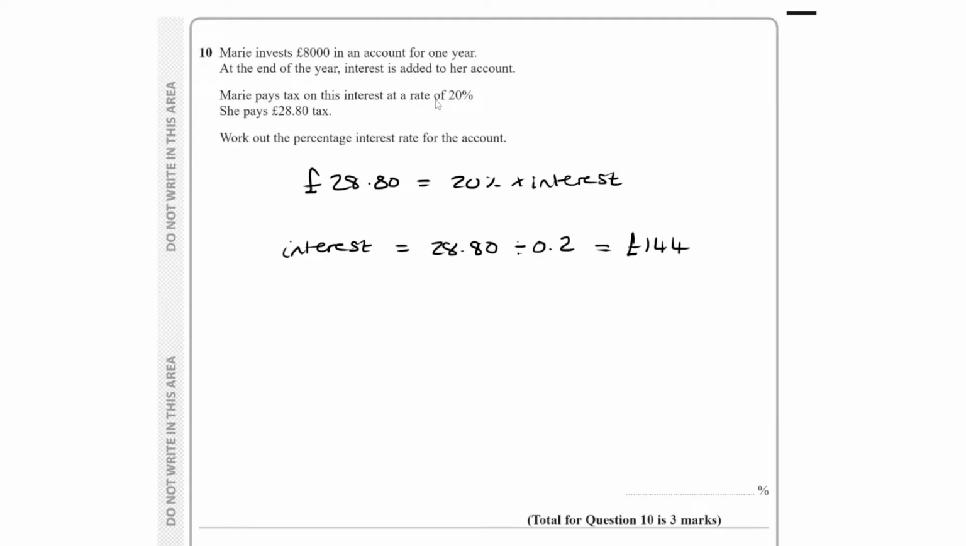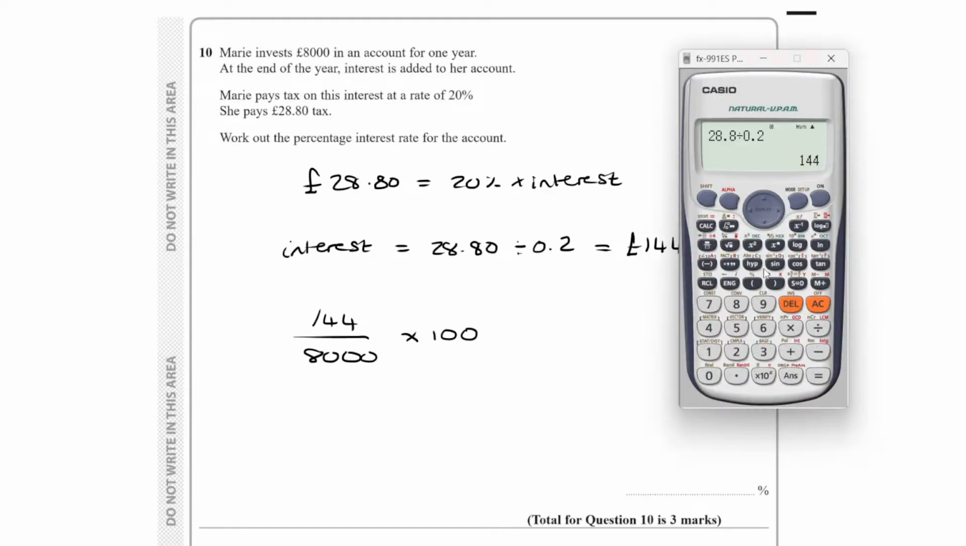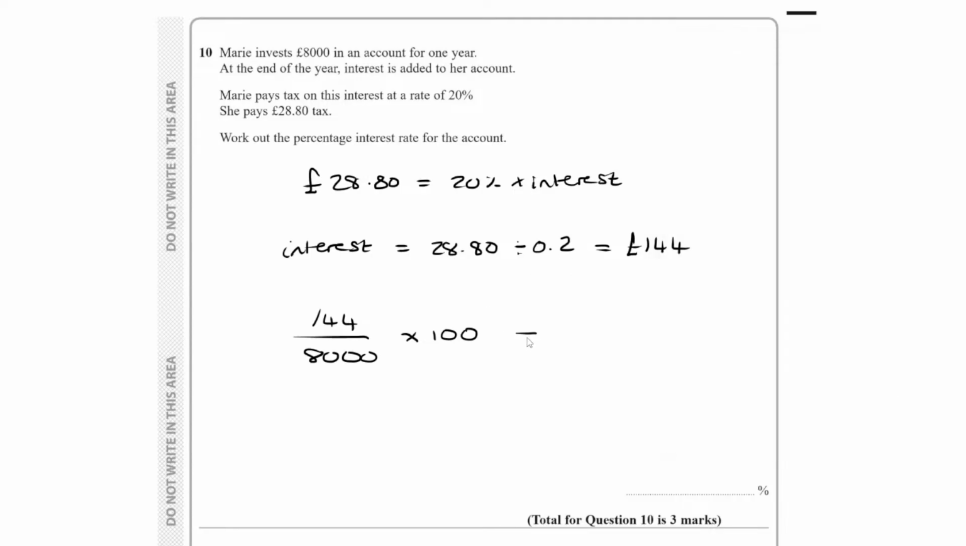Then it was only for 1 year. It sounds like compound interest, but it's only for 1 year. So compound interest only works when it's more than 1 year. So don't think of it as compound interest as such. It's just literally a percentage for 1 year. So I want to know what percentage 144 is of the 8,000. So working out as a percentage, just divide it by 8,000 and obviously times by 100. So 144 divided by 8,000 and then times by 100 is 1.8. So it's 1.8%, and that's literally it. 1.8%.